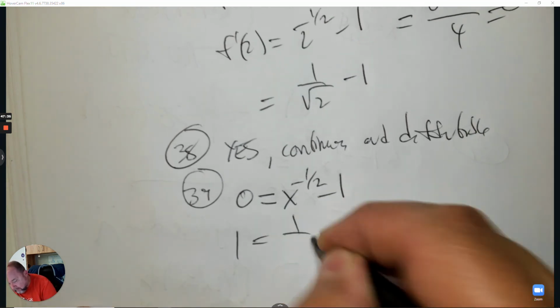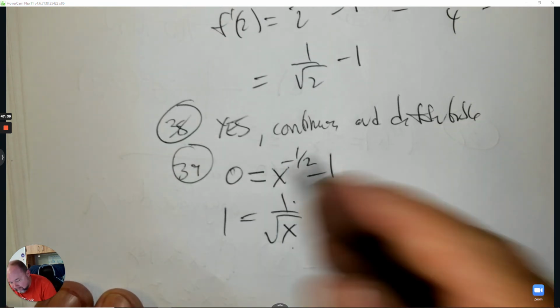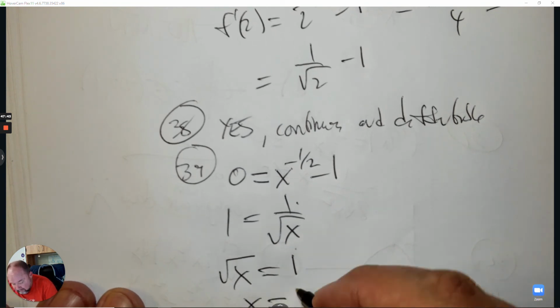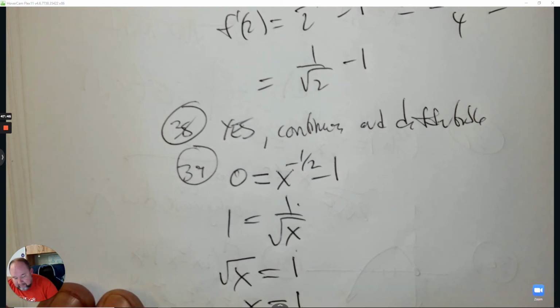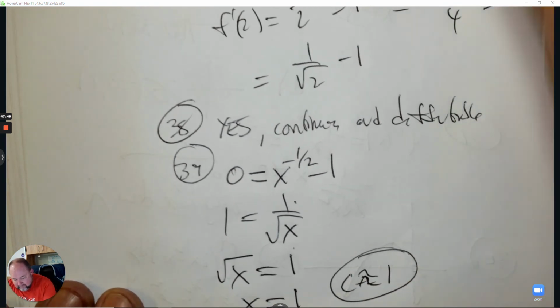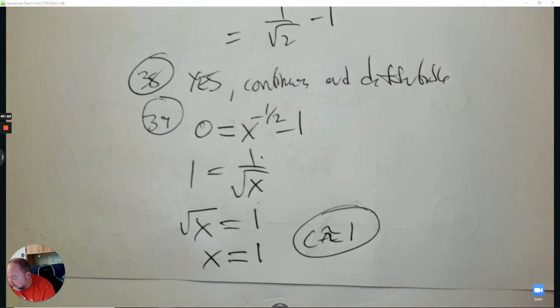So we add 1. This is 1 over the square root of x. Multiply by the square root of x, and you can see x is equal to positive 1. And that would be the c value, where the average rate of change equals the instantaneous rate of change from 0 to 4.